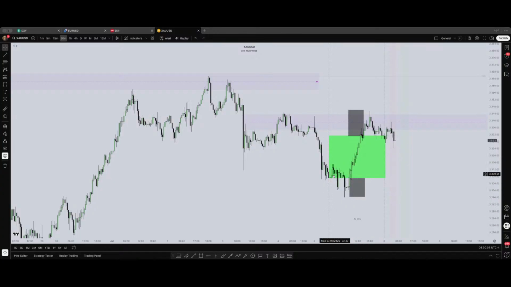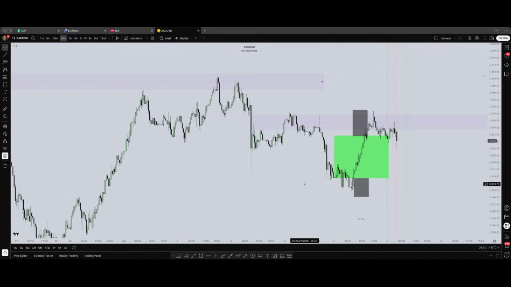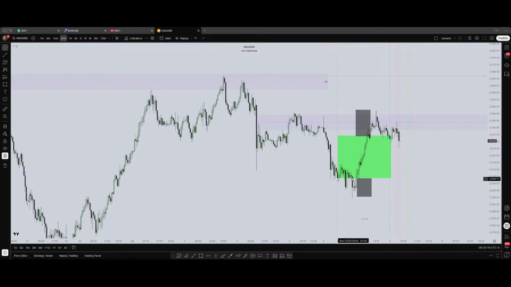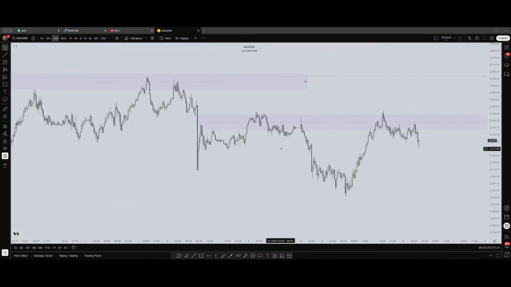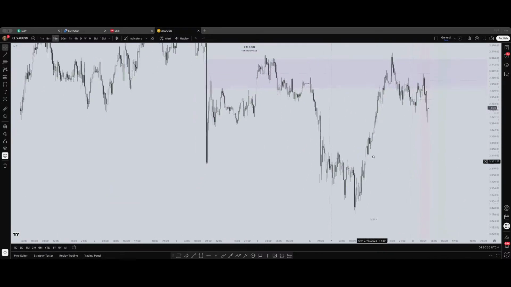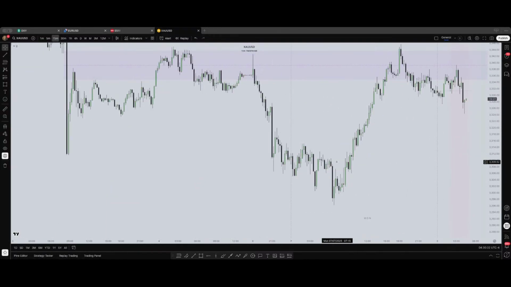Normally you're expecting a kind of manipulation at the beginning of the day. Okay, and later this accumulation and manipulation, price distribute. So that was a distribution to the upside. If you go to 50 minute, you will see here the market structure shift here.